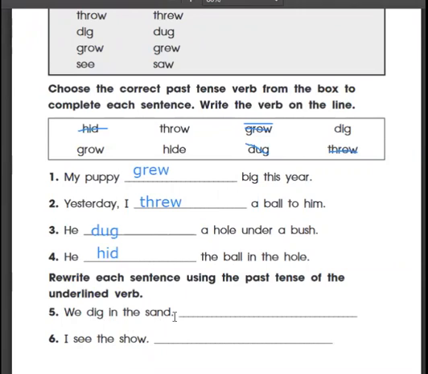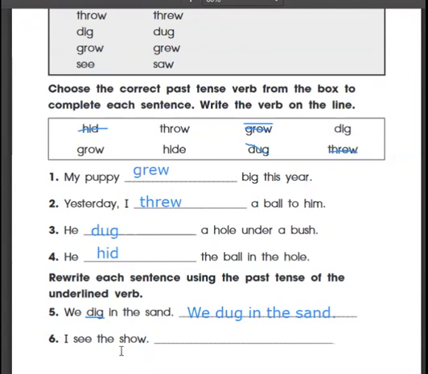Let's take a look at the 2 at the bottom. We dig in the sand. Let's underline the verb first. What are we doing? We are digging. So I'm going to underline dig. That is what we're doing right this minute. But yesterday, we dug. So I'm going to rewrite the sentence, remembering a capital. We dug, D-U-G, in the sand, period.